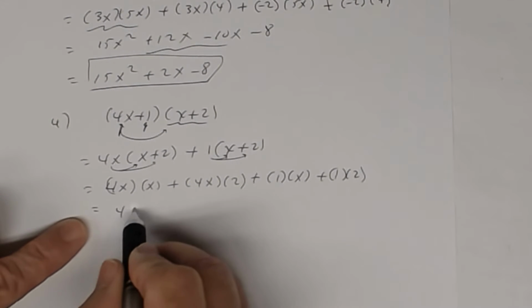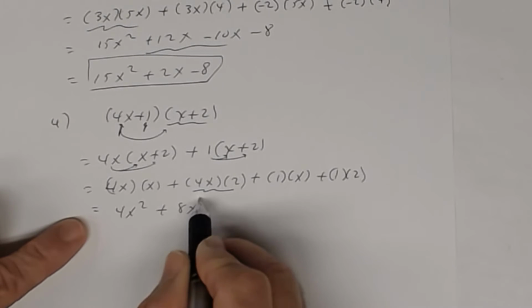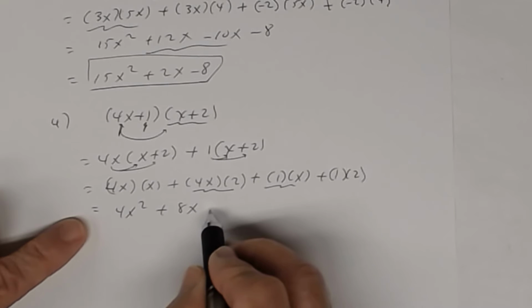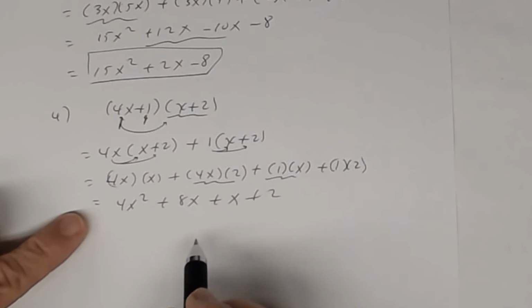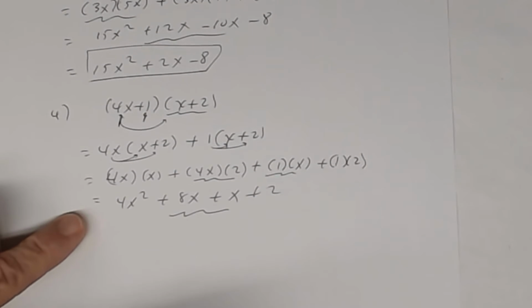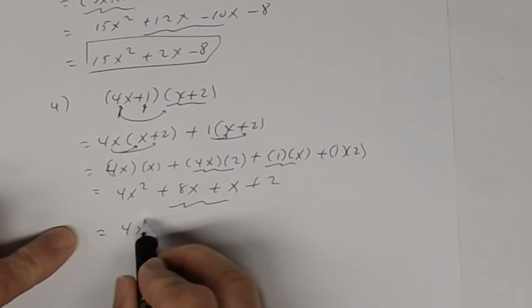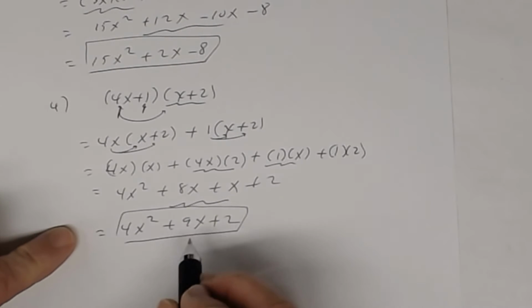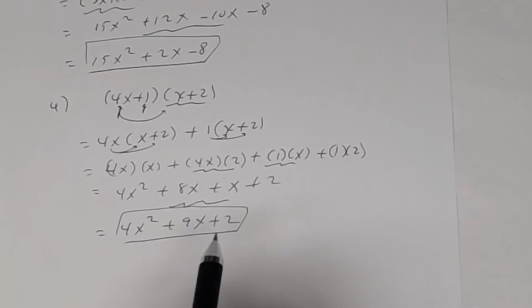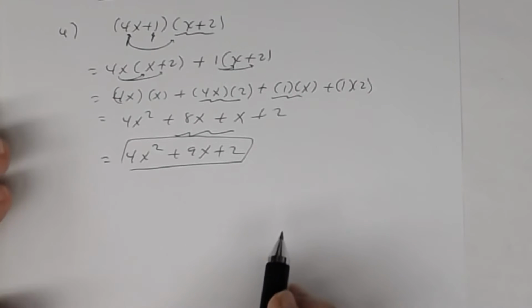4x times x is 4x squared. 4x times 2 is a positive 8x. 1 times x is a positive x. And then 1 times 2 is 2. So that's what you get. Don't forget, though, you must combine like terms. So 8x plus x is 9x. So you get 4x squared plus 9x plus 2. And just as before in previous worksheets, always write this in descending order. So x squared, x, and your constant. So make sure to put in descending order.